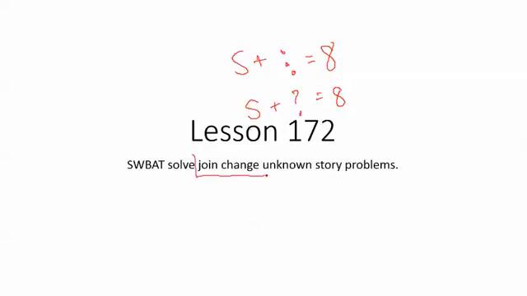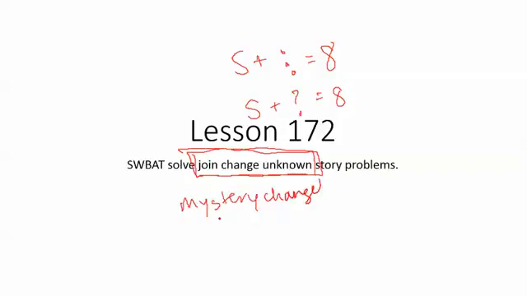So we've called these all kinds of things. Join, change, unknown. I don't expect that will really make sense to kids. So later on, this is called a mystery change problem. And I think that's interesting, right? The 5 is changing to make 8, and it's a mystery how it changed. For our purposes, the join part is that it's really a plus story.